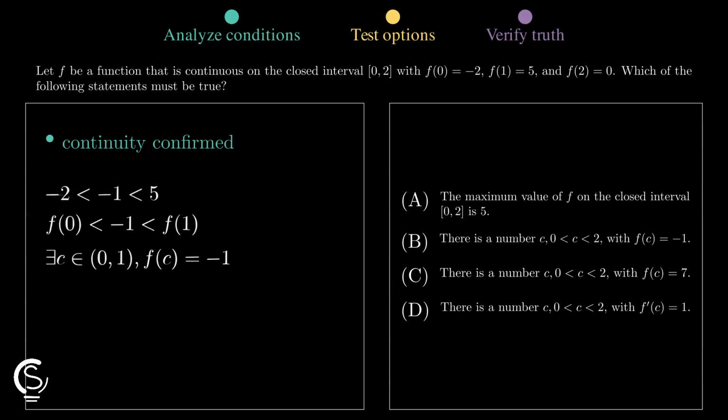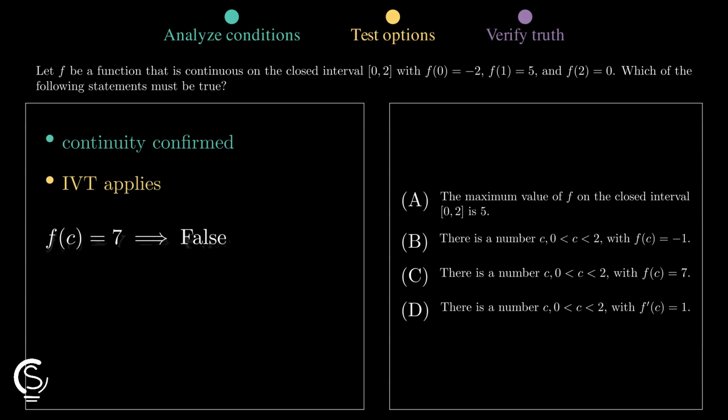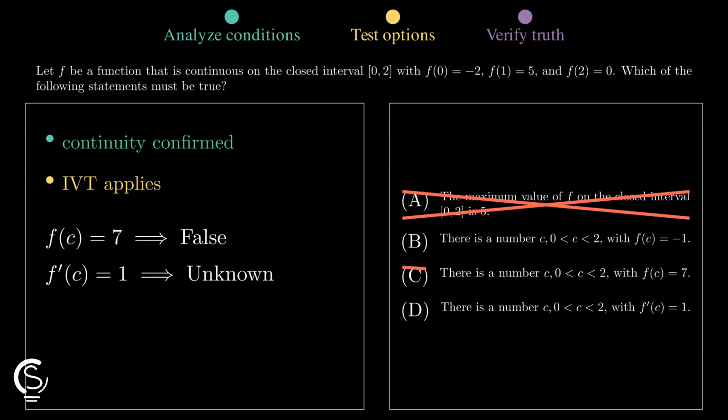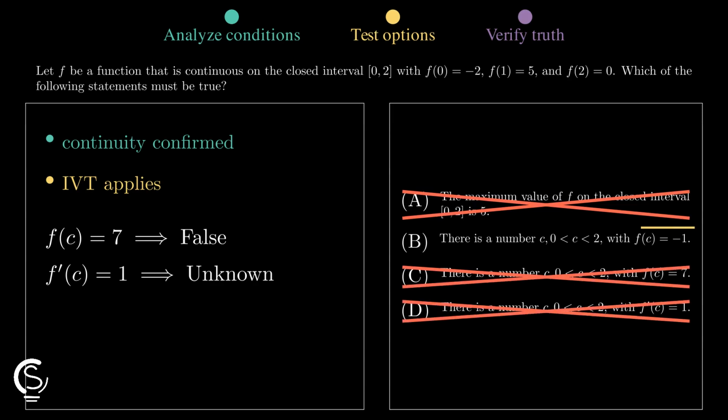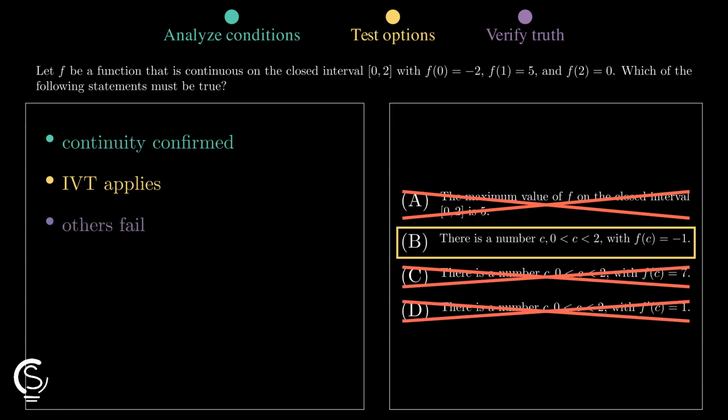Option A is not guaranteed because the max could be higher. Option C is outside the range, and option D requires differentiability, which is not given. That makes B correct.